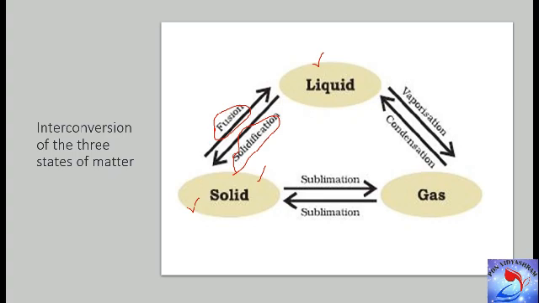And the next is conversion of liquid state into gaseous state. The process is called vaporization, and the temperature at which liquid turns into gas is called the boiling point. And the reverse process is called condensation, where the gas is converted into a liquid. And the next is conversion of solid into a gas. The process is called sublimation. And the reverse is also called sublimation, that is, the conversion of gas into a solid.